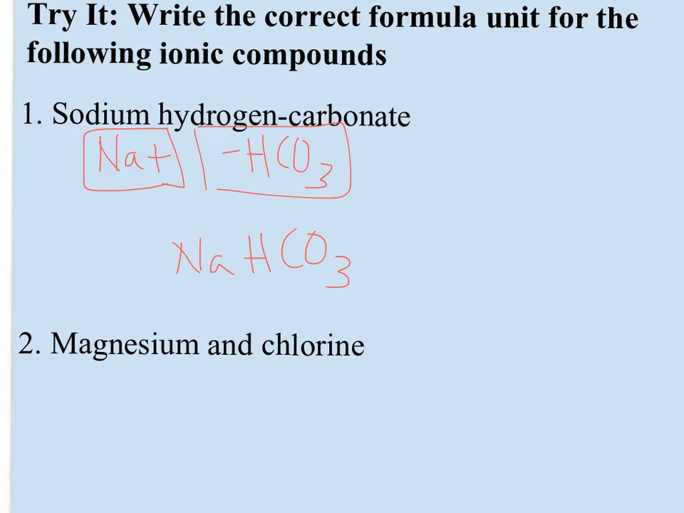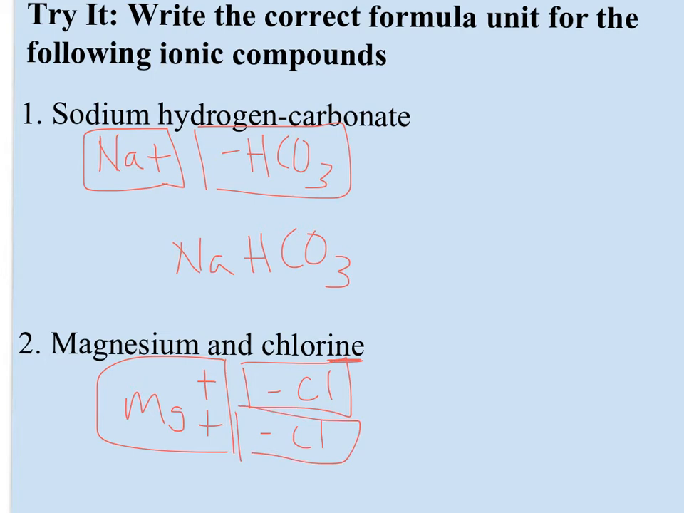Magnesium and chlorine, Mg has 2 to give. Chlorine, if you're looking for it on your common ion chart, you realize it's not there because chlorine is just Cl with a minus. And I will need 2 of those, so this is going to be MgCl2.